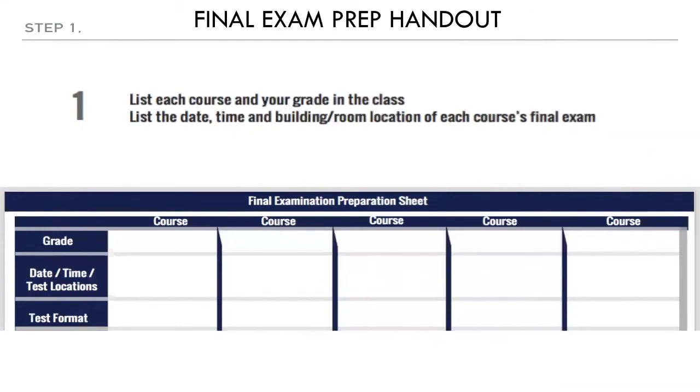So the first step when completing this handout is to list each of the courses that you are currently taking and your estimated grade in the course. This would also be a great time to do a check-in with your professors to determine what grade you want to receive at the end of the semester, and how much wiggle room you have in those grades. Really just do a gut check at this point in the semester.